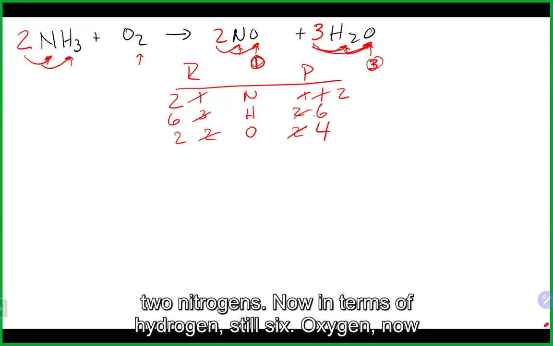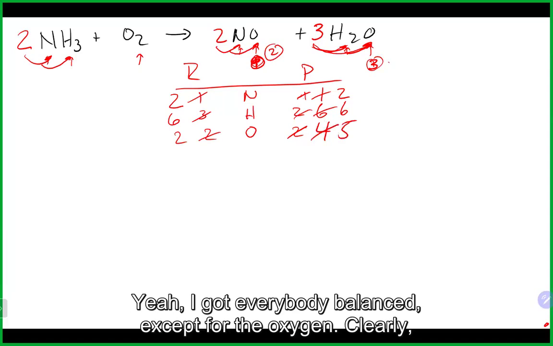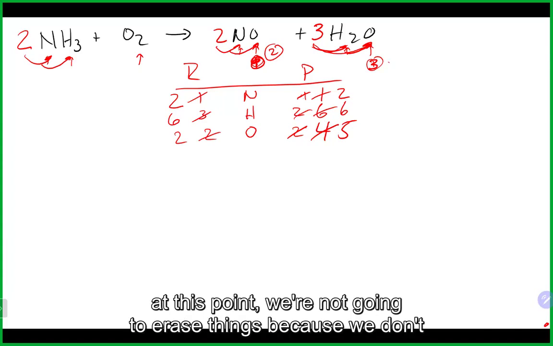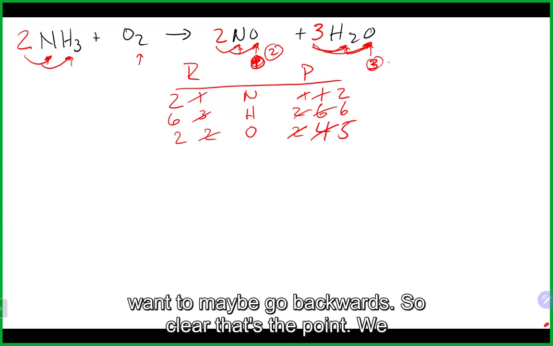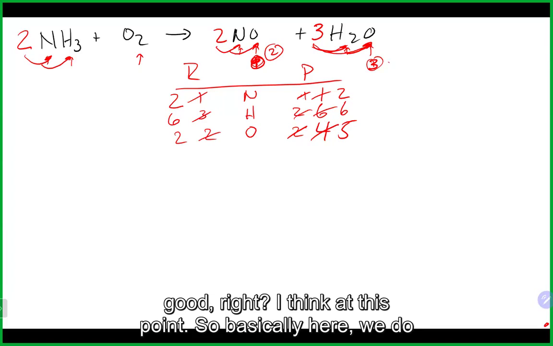Now in terms of hydrogen, still 6. Oxygen, now I have 2 over here and 3. That is now 5 at this point, yeah. I got everybody balanced except for the oxygen. Clearly, I got coefficients residing everywhere except the O2. Again, at this point, we're not going to erase things because we don't want to maybe go backward. So clearly at this point, we should just go to the next problem because this one not good, right? I think at this point.